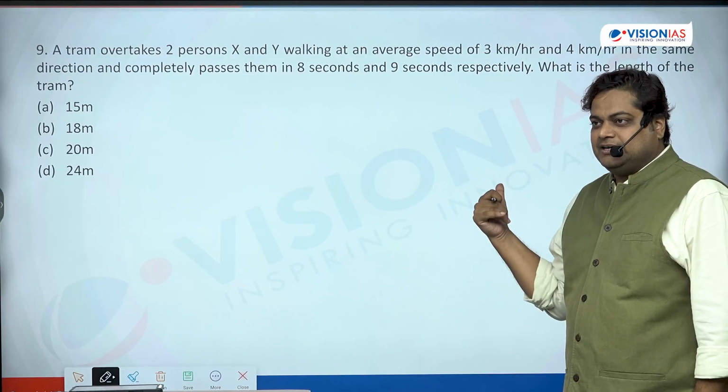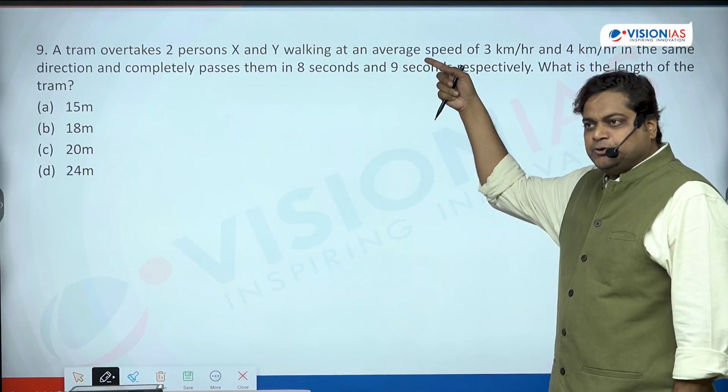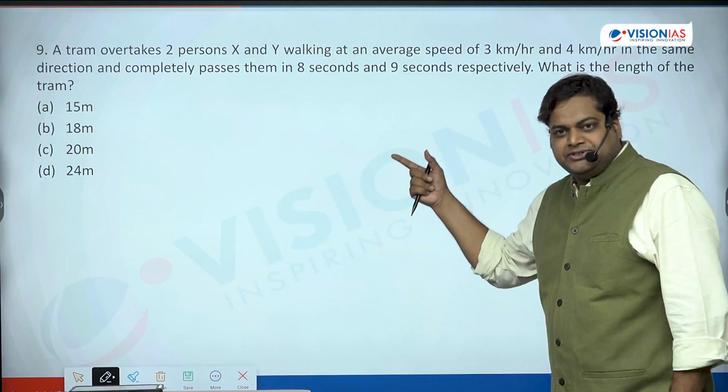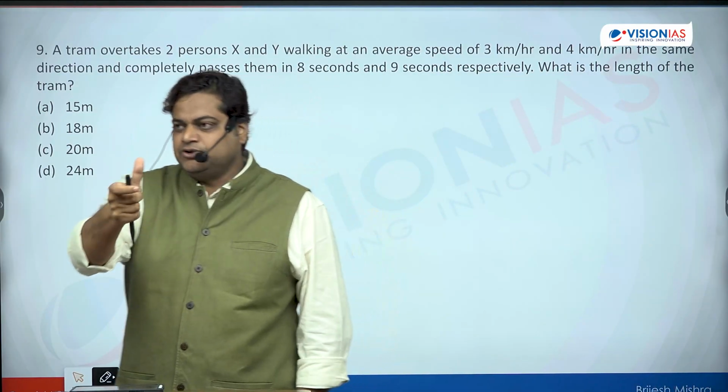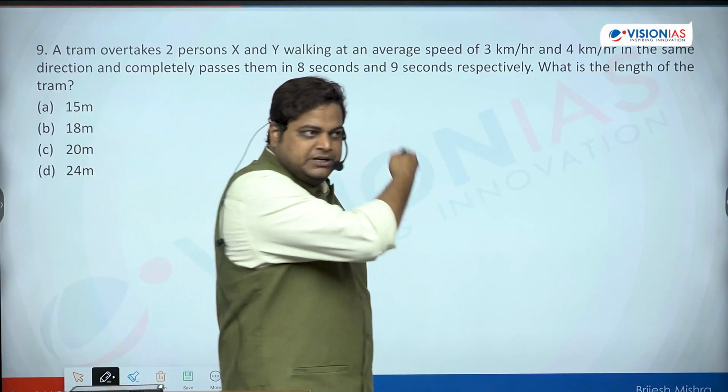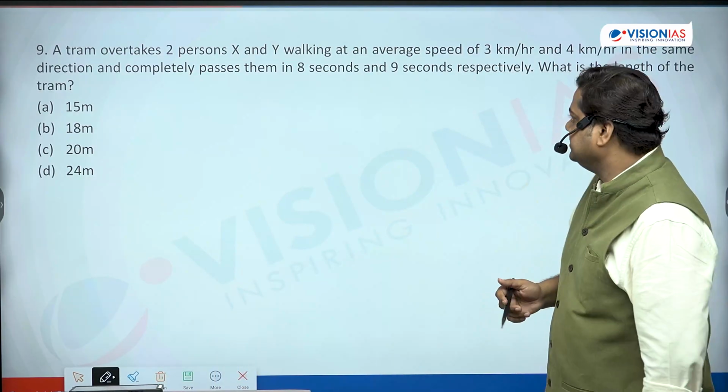Again, they started asking. Because time, speed, distance, there are so many subparts. We have boats and streams, we have relative speed concept, we have race concept, correct? So this way, so many concepts are there in time, speed and distance.